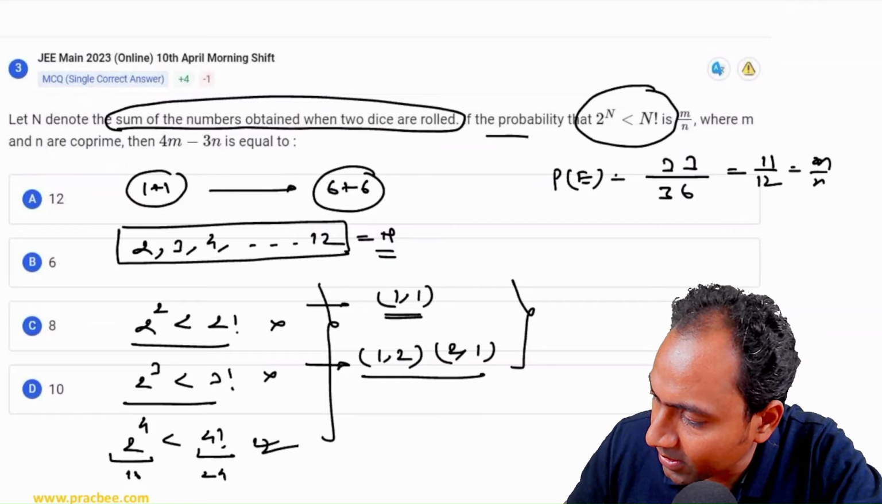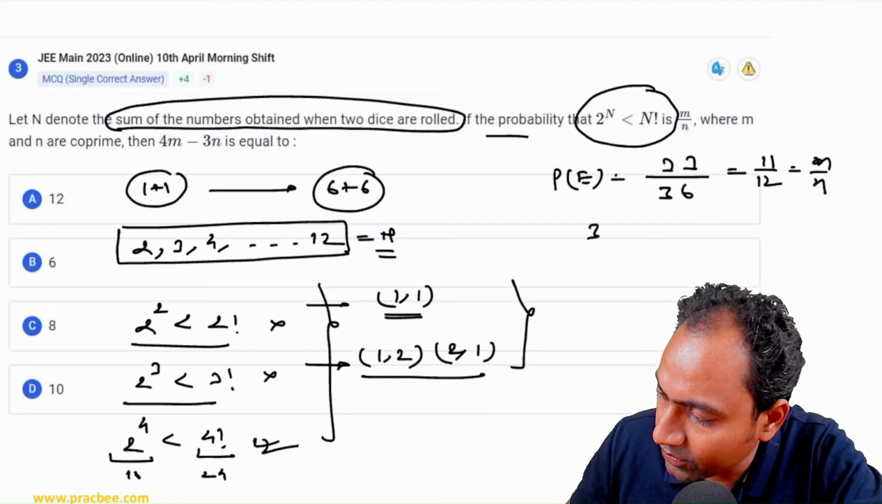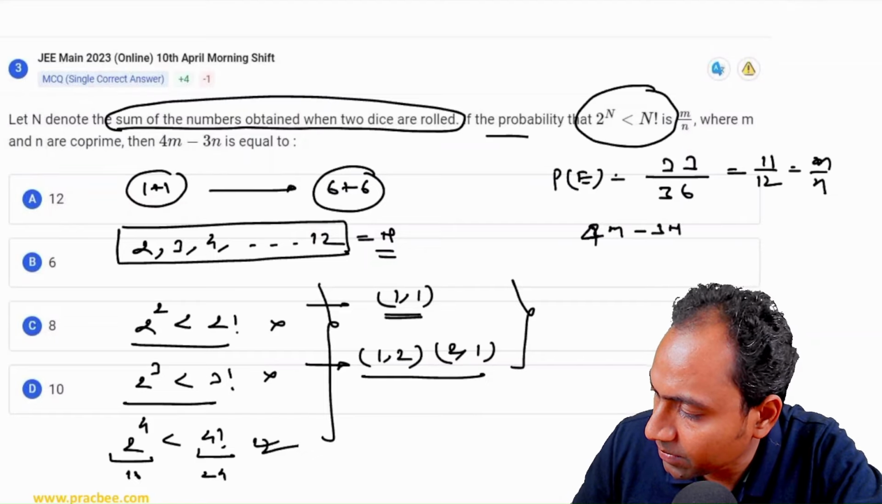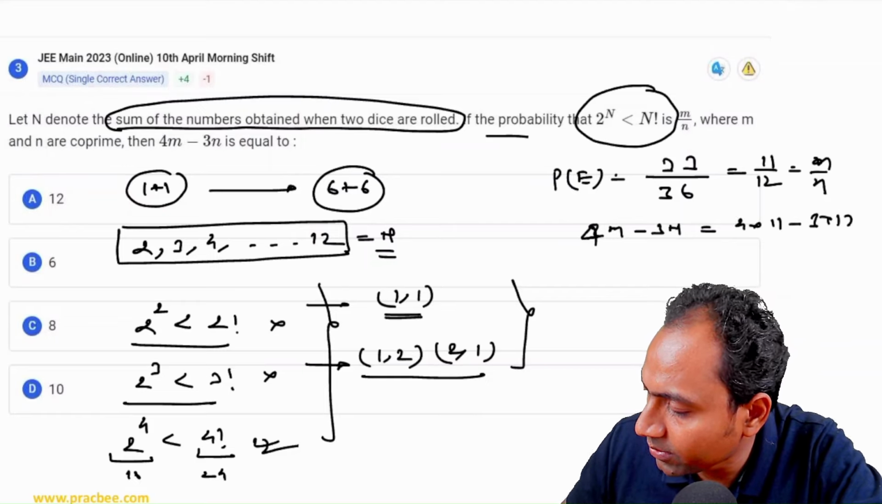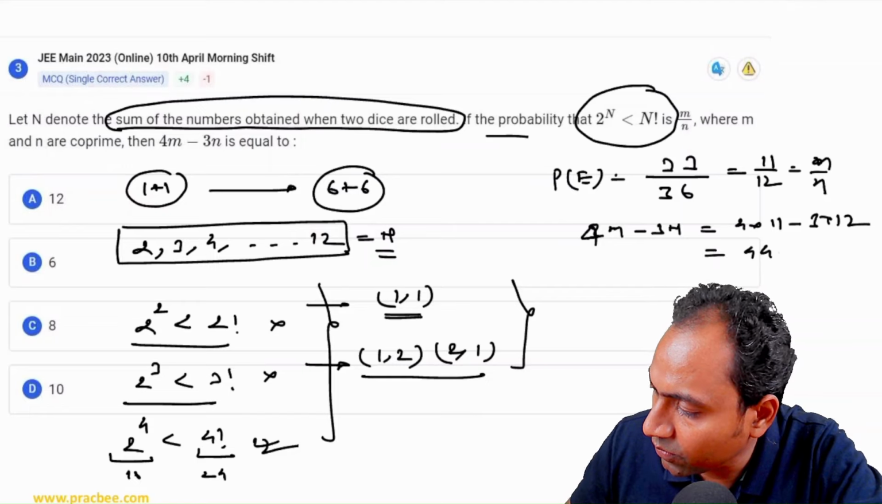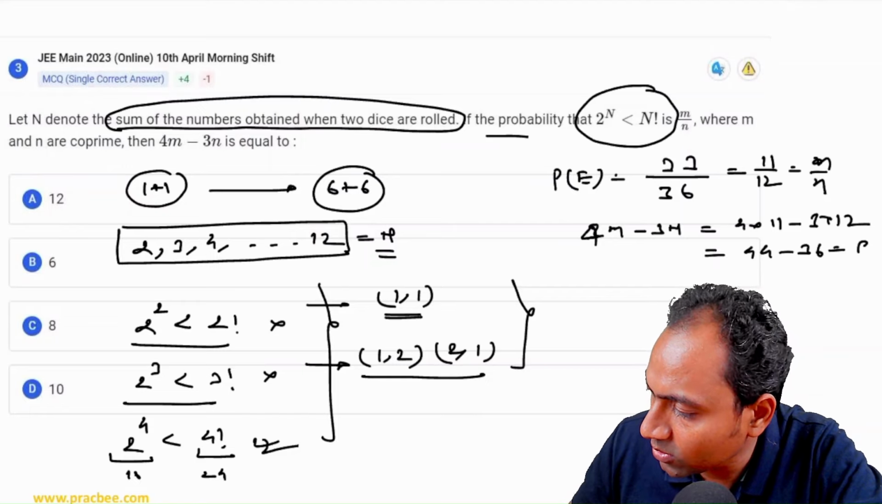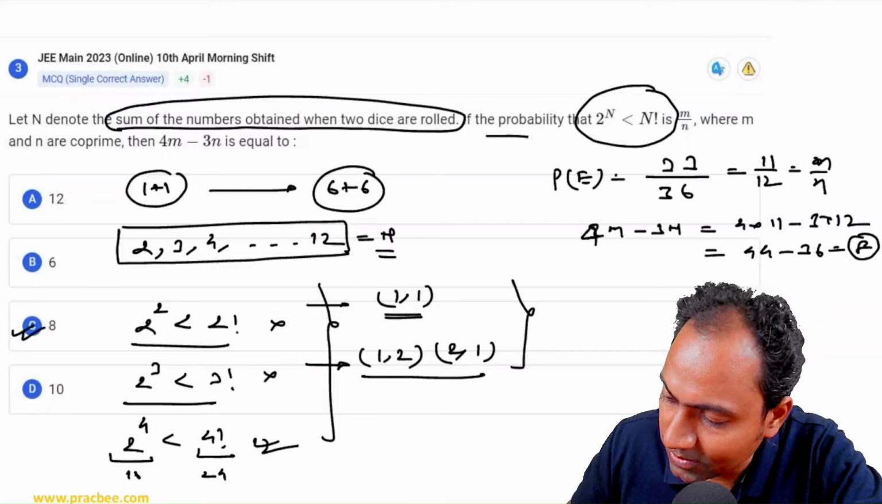This is given as m by n. And what they are asking is the value of 4m minus 3n. If I put in the values, this comes out to be 4 into 11 minus 3 into 12. So this is 44 minus 36, which comes out to be 8. And that is nothing but option C.